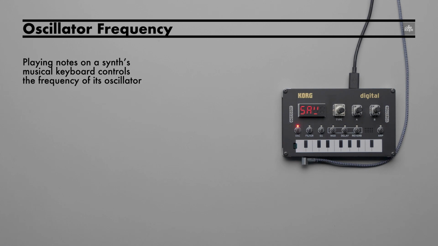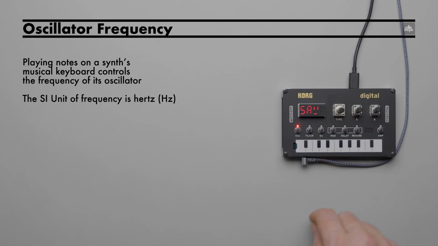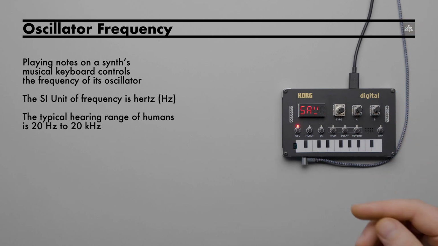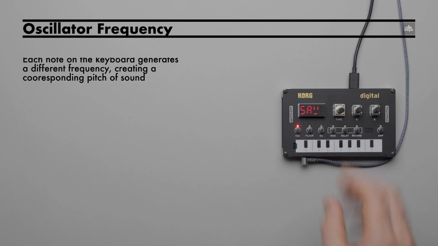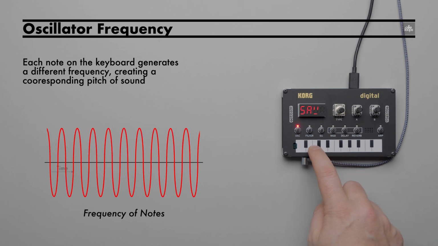Playing a note on a synth produces a waveform at a corresponding frequency. Frequency is referenced in hertz. The audible range of human hearing is typically between 20 Hz and 20,000 Hz. Playing a different note changes the frequency of the oscillator and therefore the pitch of sound we hear.